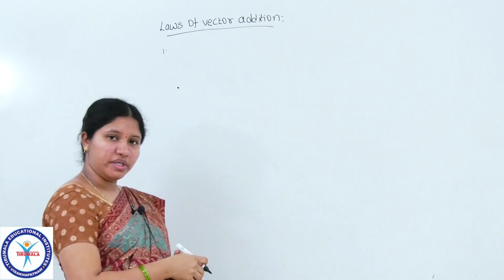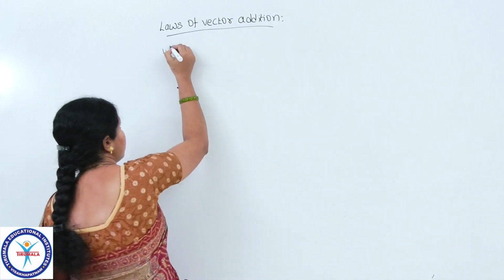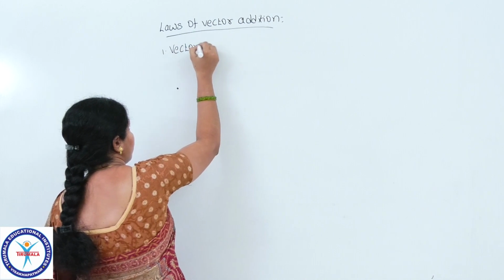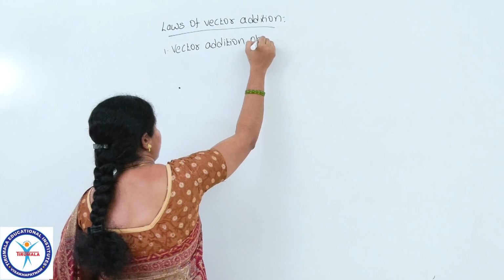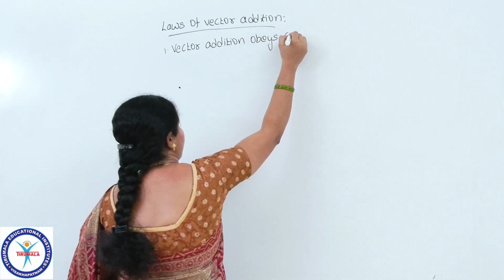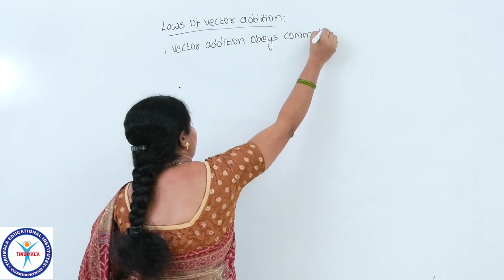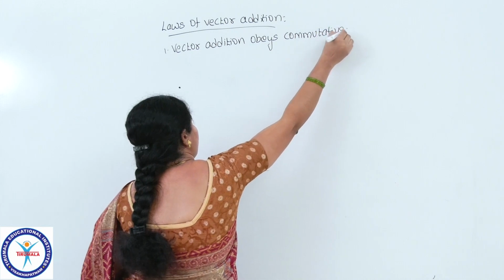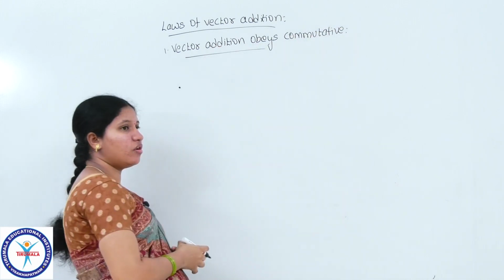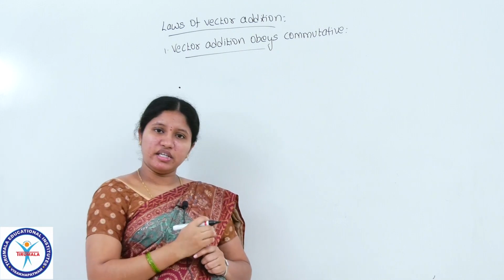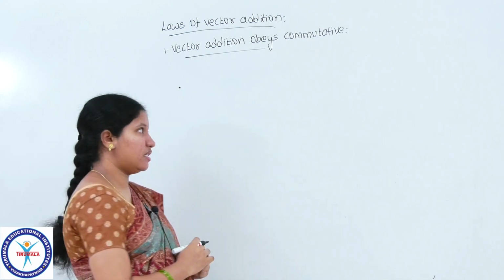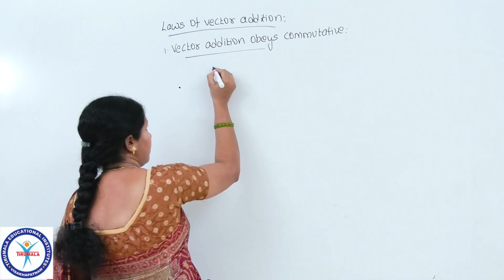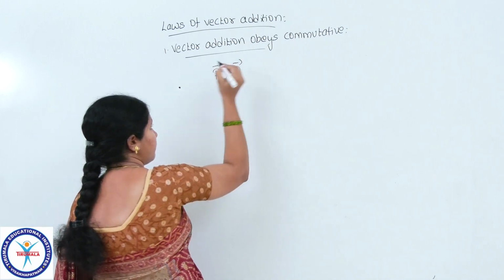Vector addition obeys commutative law. Vector addition obeys commutative property. So, addition of two vectors is independent of the order in which they are added. So, let us consider two vectors p bar and q bar.